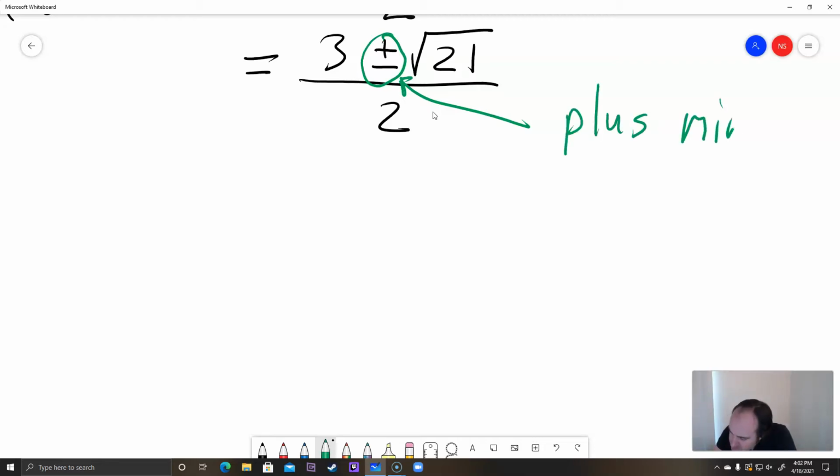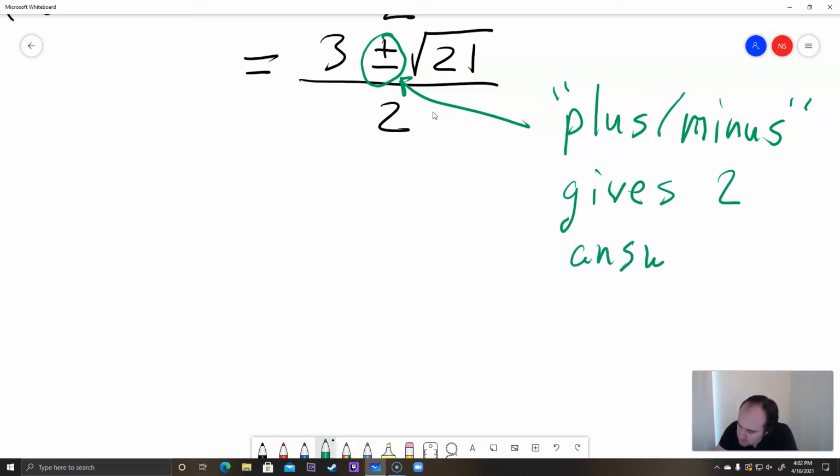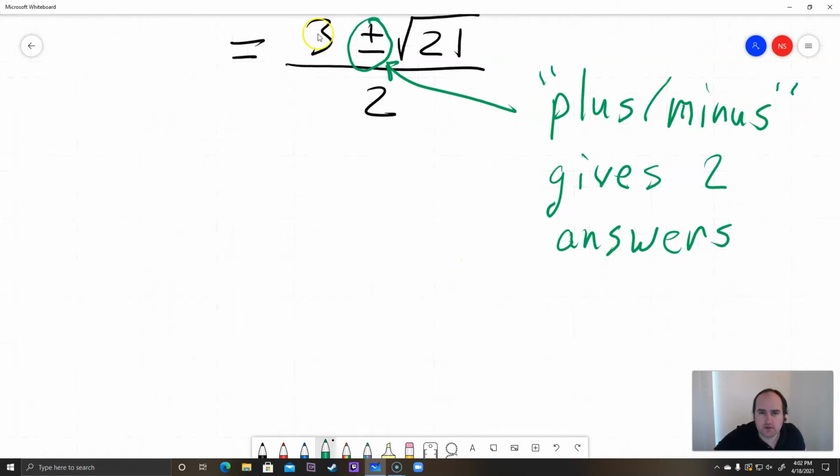So plus minus gives 2 answers. The only time it won't give you 2 answers is if the plus minus is in front of 0, then it'll only give you 1 answer. But normally it will give you 2 answers. So the answers are going to be identical. It's just right where the plus minus is. On one answer it's going to be a plus. On the other answer it's going to be a minus.